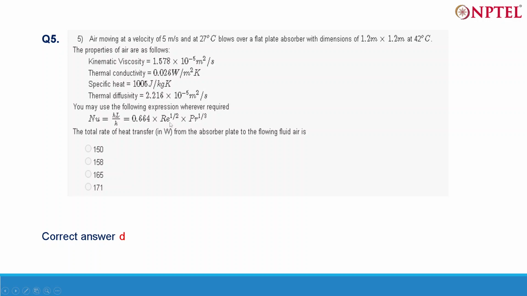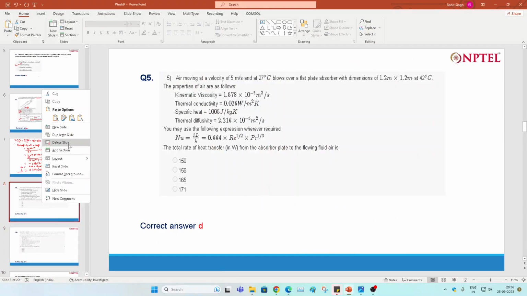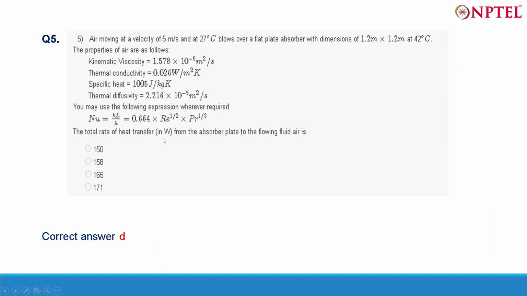So you have been given these properties, okay? You have been given the dimensions also, and then you have been given the Nusselt number. So you need to calculate the total rate of heat transfer from the plate. So this is another type of question which you can get in the exam. So now let me solve this also, so you guys can have a good idea about how to solve these questions. So I'm trying to solve each and every question so you guys can benefit from it. Okay.